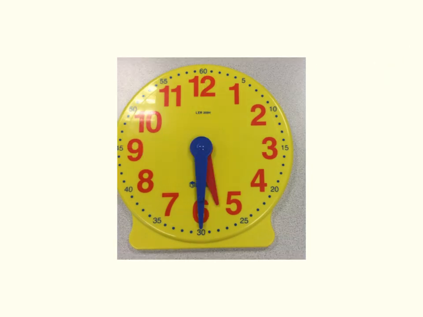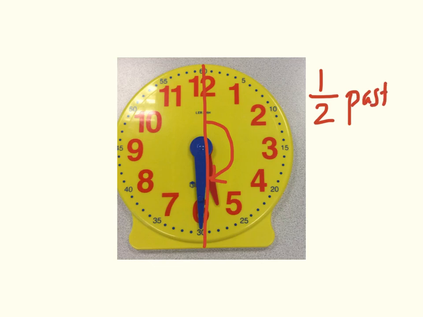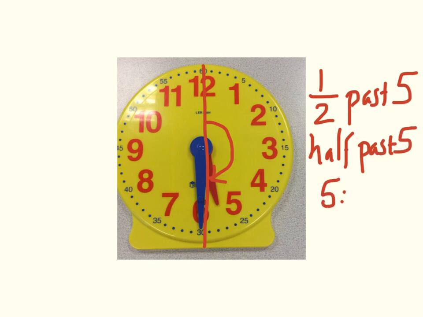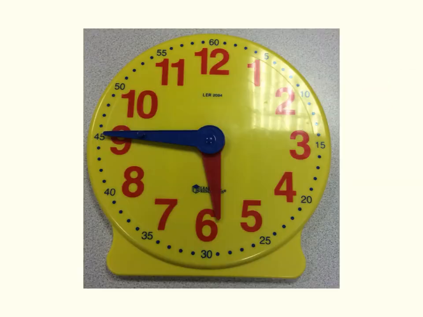This is a nice simple one again. You can see we've gone halfway past the hour, so it's a half past 5. Half past 5. It's 5 hours and 30 minutes. Half past 5. Remember, half of an hour is 30 minutes worth of time.